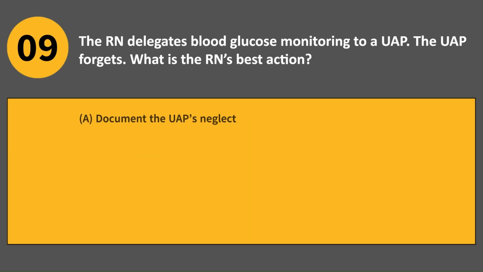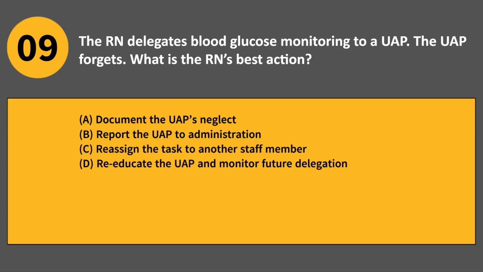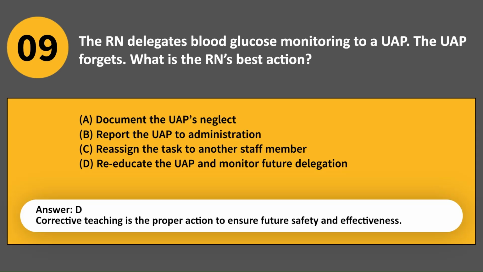The RN delegates blood glucose monitoring to a UAP. The UAP forgets. What is the RN's best action? A. Document the UAP's neglect. B. Report the UAP to administration. C. Reassign the task to another staff member. D. Re-educate the UAP and monitor future delegation. Answer: D. Corrective teaching is the proper action to ensure future safety and effectiveness.